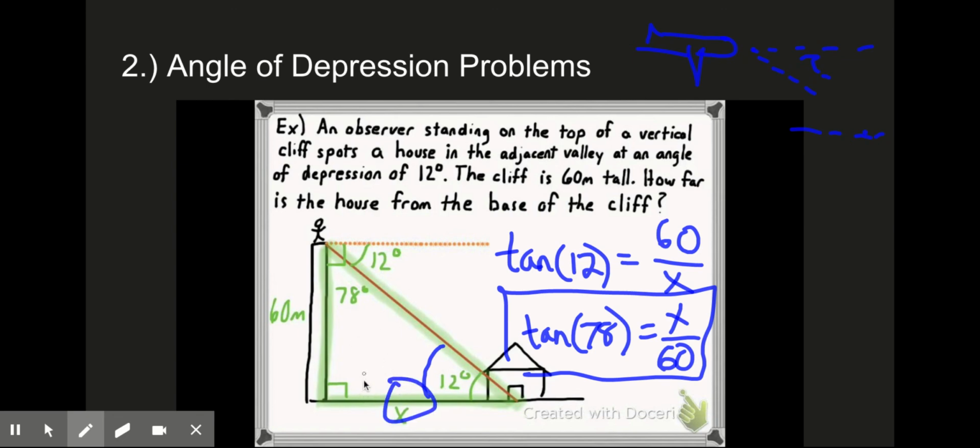There's no reason I couldn't just say, hey, the house is this far away, and you're this high up on the cliff, what is the angle of depression? I could make you find that too. There's no reason you wouldn't be able to do that. We just did inverse all week.